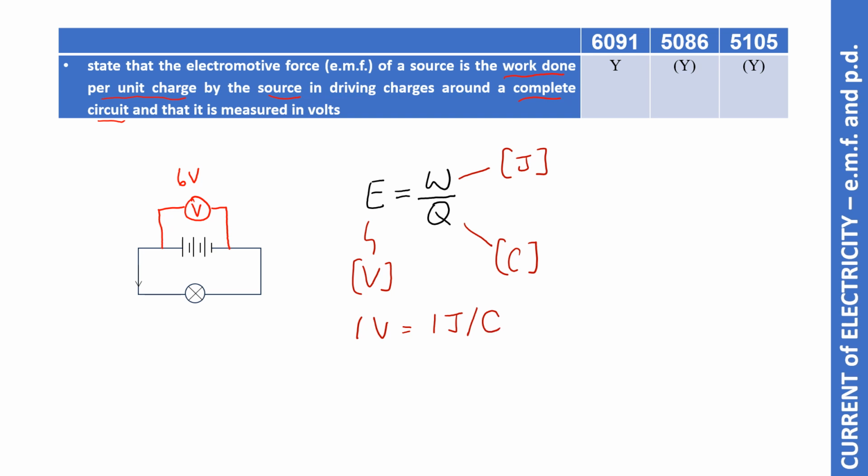Okay, so when we see 6 volts over here, we are saying that 6 joules of work is needed to drive 1 unit charge around the complete circuit.